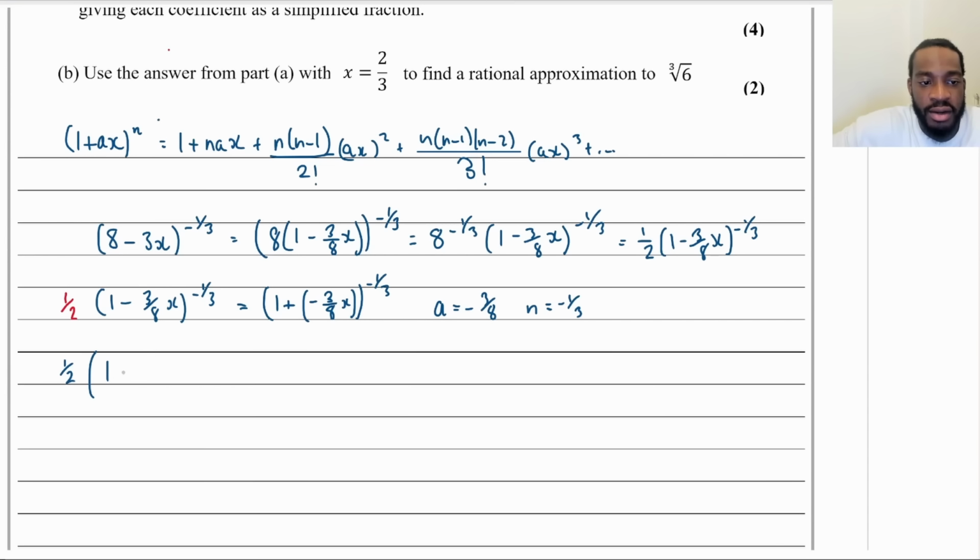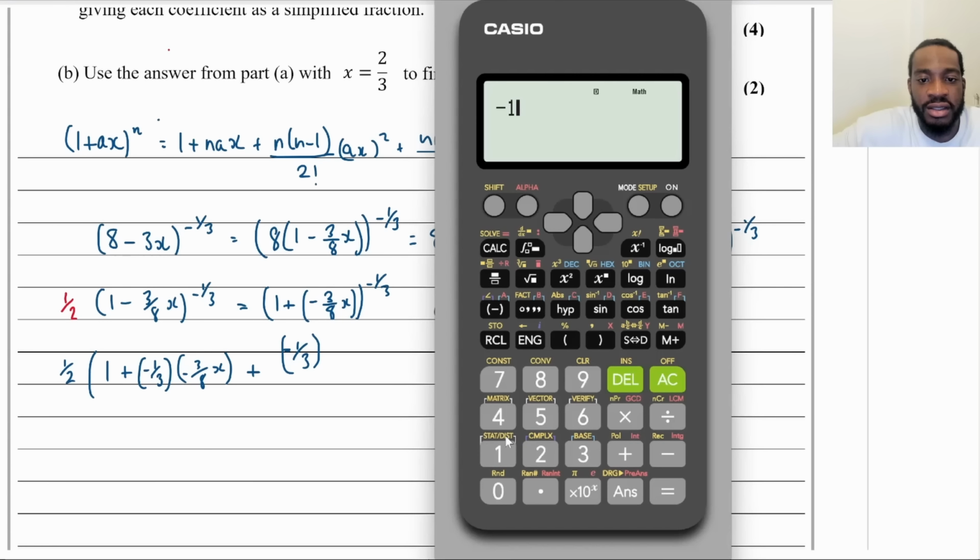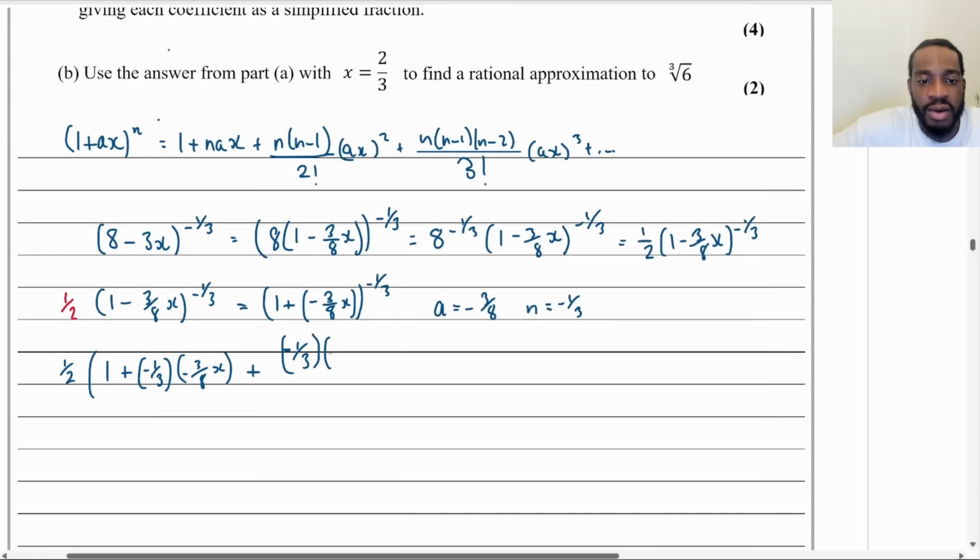So the first one is going to be 1 plus, and then n is minus a third, so I put minus a third like that, and then a is minus 3/8, and then x, like that. And then plus, and then now we've got n, which is minus a third. And then we have to do n minus 1, which is going to be minus 4/3, I believe. Let me just do it. Minus a third, take away 1. Yeah, it's minus 4/3. So that will be minus 4/3, and then over 2 factorial, and then a, so minus 3/8 x to the power of 2.